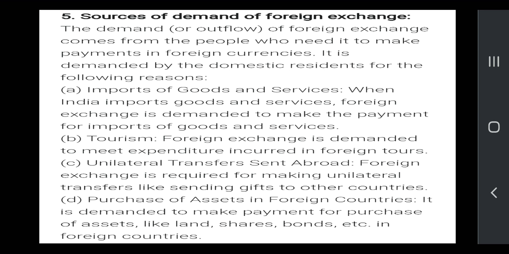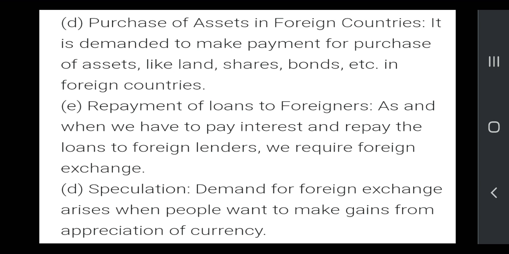And then purchase of assets in foreign countries. Purchase of assets means if the Indian government is purchasing bonds or shares in the UK and USA, then that will be purchased in that country's currency only. So our government will demand foreign exchange. Okay, we will convert our currency into foreign currency. Then repayment of loan. If we have taken a loan, then if we are paying the rate of interest or the principal money, that will be given in that foreign currency only. So we need foreign exchange.